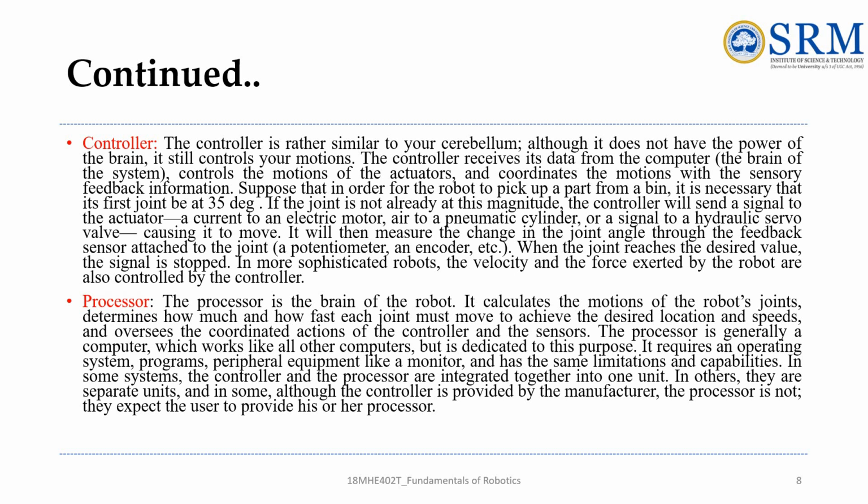Next, the processor. It is like the robot's brain, responsible for calculating how the robot's joints should move to reach a certain position and speed. It's essentially a computer dedicated to controlling the robot, complete with its own software and hardware. In some cases, the controller and processor are combined into one unit, while in others they are separate. Some robots come with the controller, but the user may need to provide their own processor in certain situations.